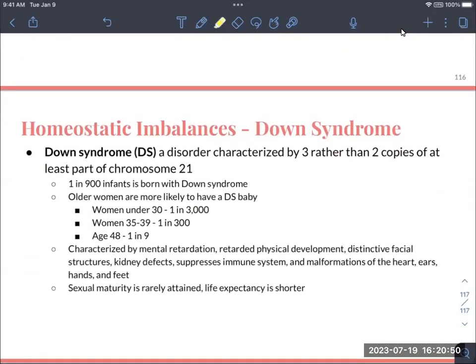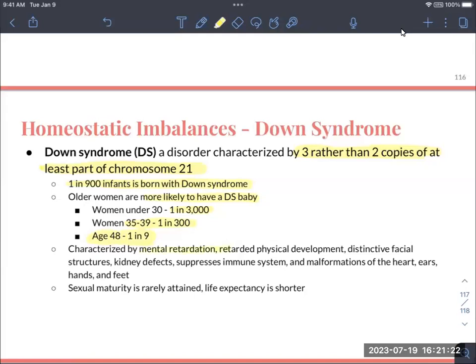Down syndrome, where they have 3 copies of chromosome 21. 1 in 900 infants is born with Down syndrome. Older women are more likely to have a baby with Down syndrome. Under 30, it's 1 in 3,000. At 35 to 39, it's 1 in 300. By the age of 48, it's 1 in 9 babies.